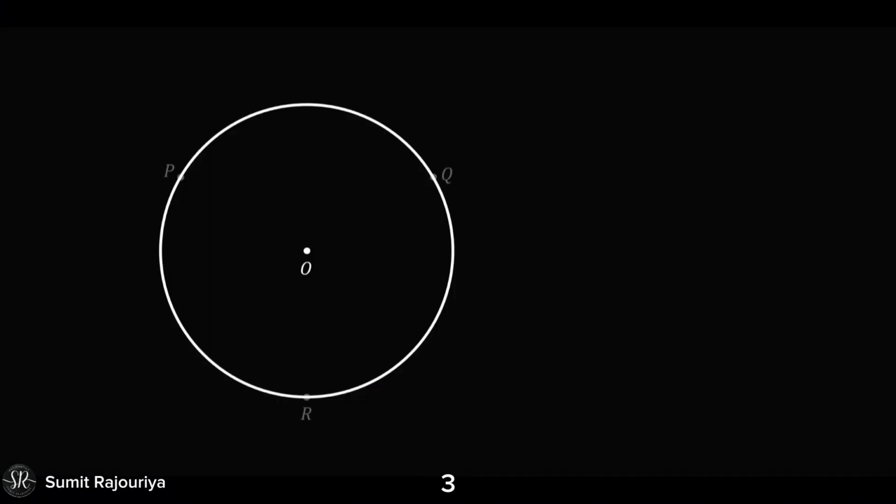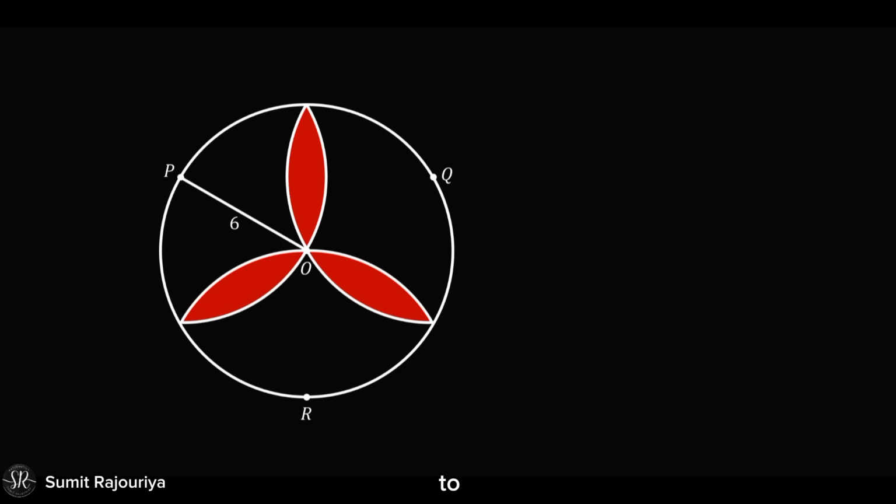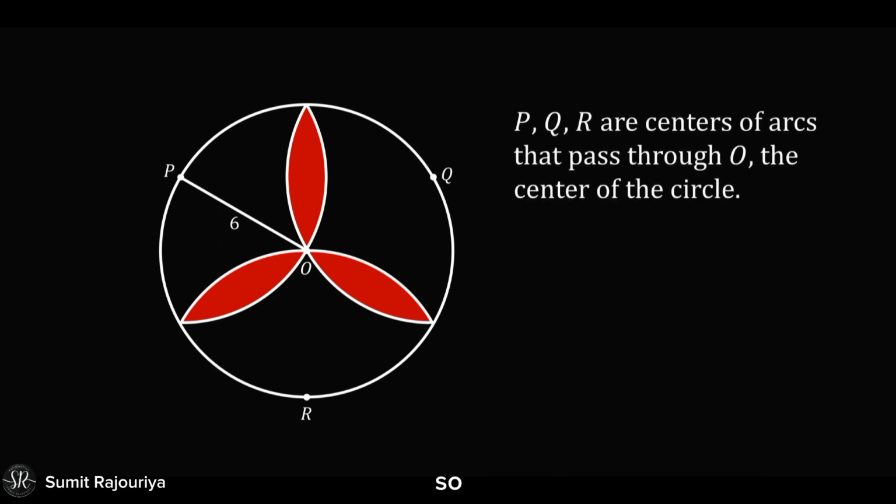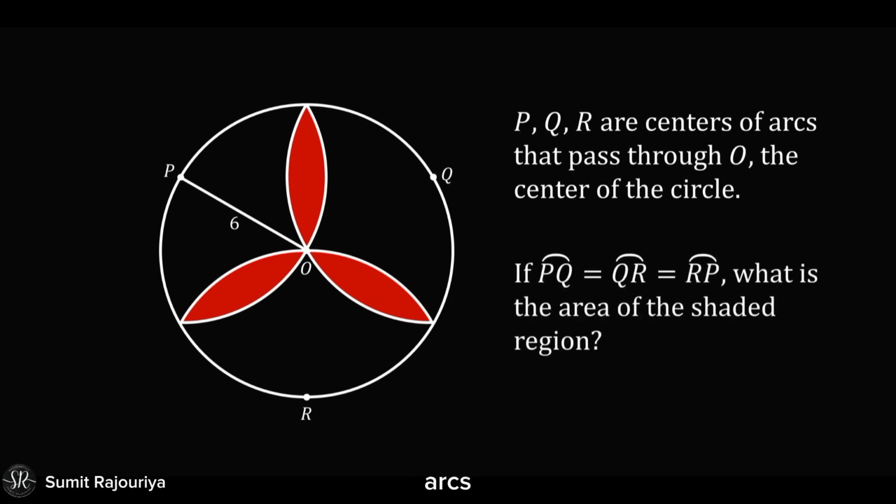O, and we have 3 points P, Q, and R on its circumference. Circle O has a radius equal to 6. The challenge is now to calculate the area of this shape, which looks like a flower with 3 petals. So P, Q, and R are centers of arcs that pass through O, the center of the circle. If arcs PQ, QR, and RP are equal, what is the area of the shaded region?